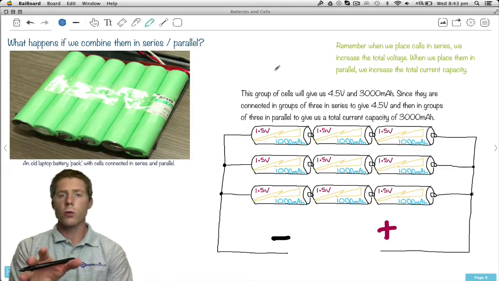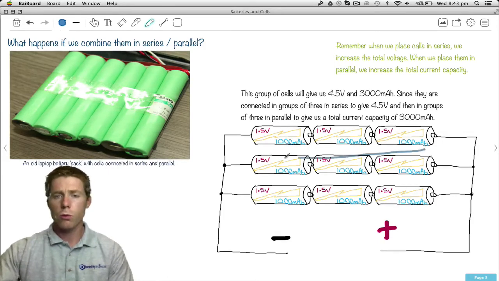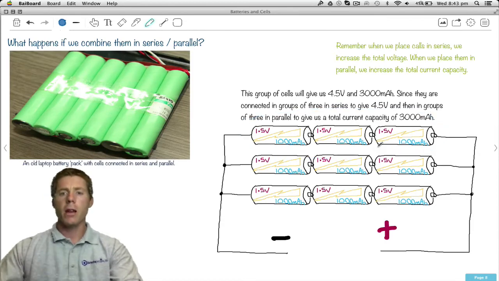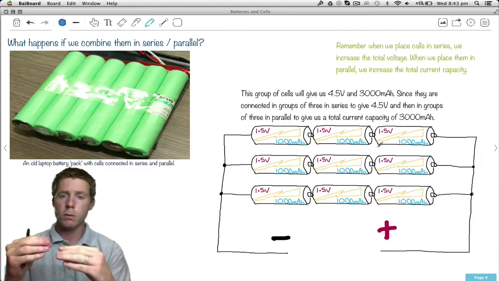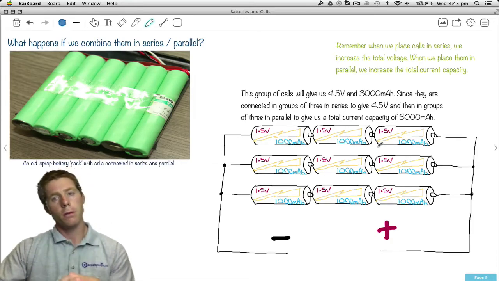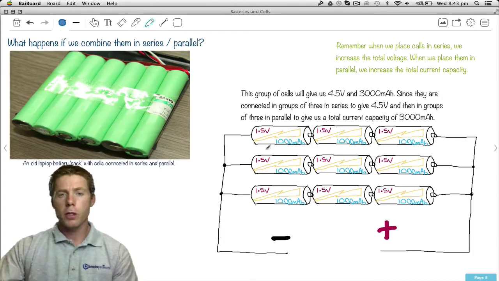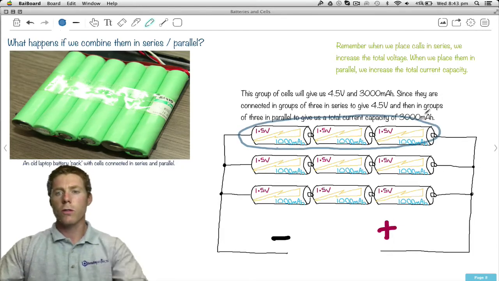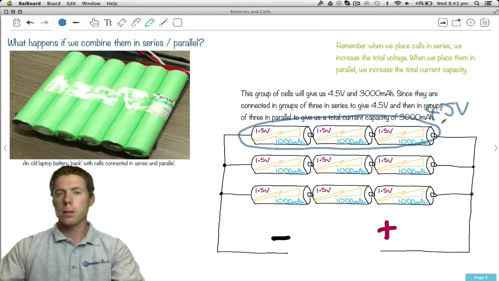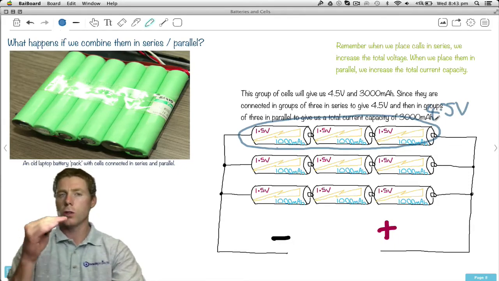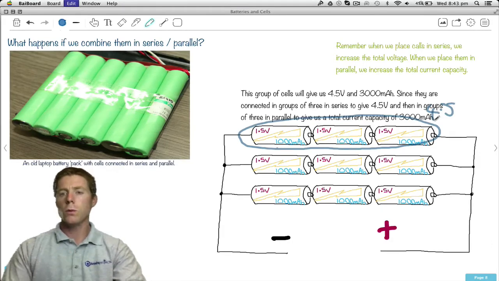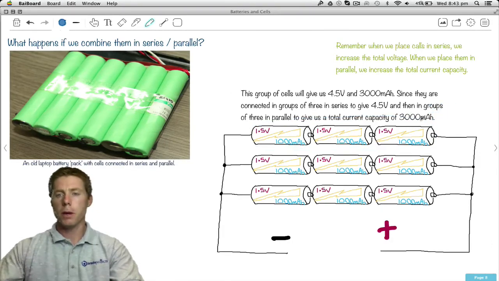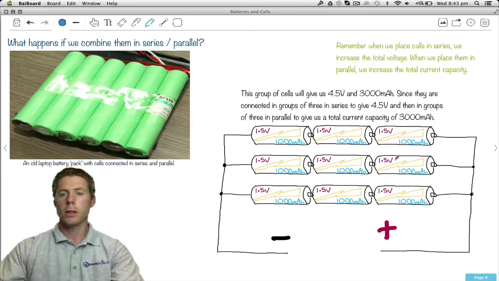This particular one that I've drawn right here, this group of cells will give us 4.5 volts because we've got 3 connected in series. And then we get those 3 in series, and then we copy and paste it 3 times. And now we've got them in parallel. So remember, in series you only increase the voltage, so it's 4.5 volts, but you don't increase the current. To increase the total current capacity, you've then got to do that again in parallel, and then in this case again a third time, to give you a total of 3000 milliamp hour capacity.